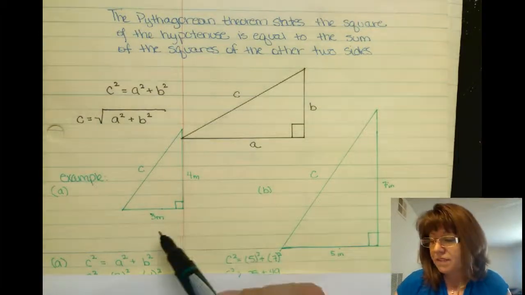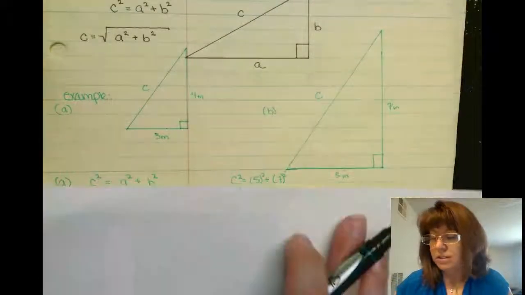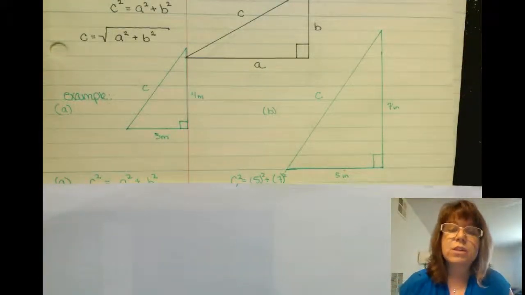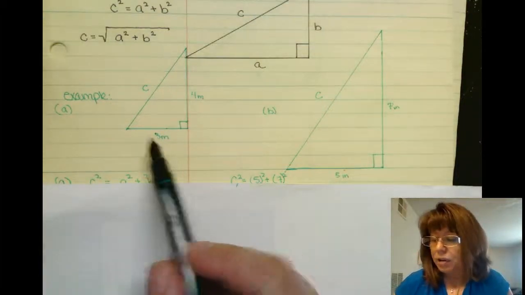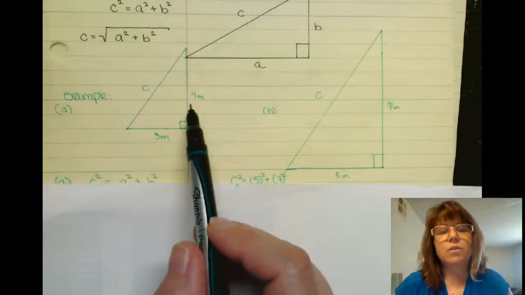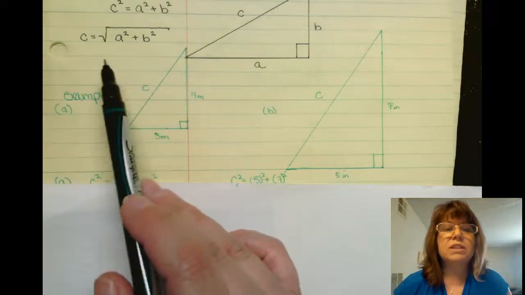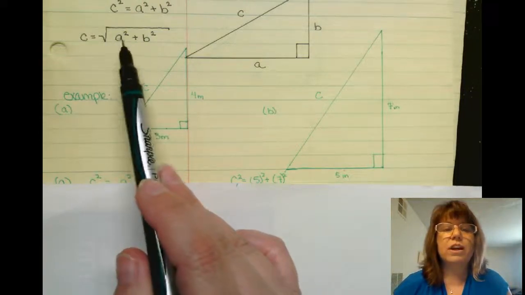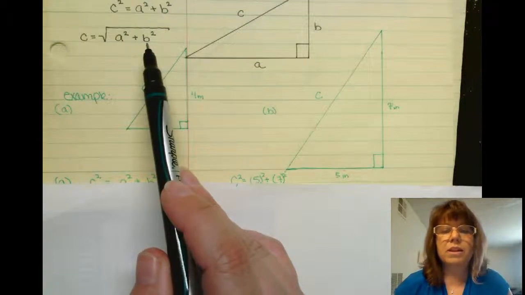So I have a couple of examples here, a couple of right triangles. Remember, this only works for right triangles. So I have a right triangle that has one side of 3 meters, the other side of 4 meters, and the hypotenuse is unknown. So I can use C equals the square root of A squared plus B squared to solve for the problem.